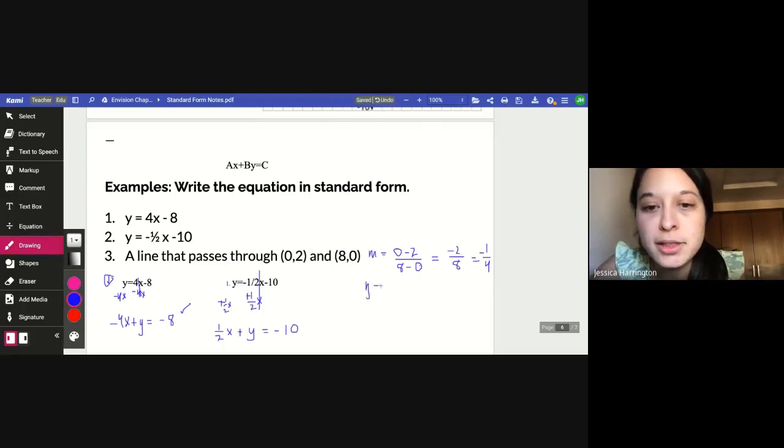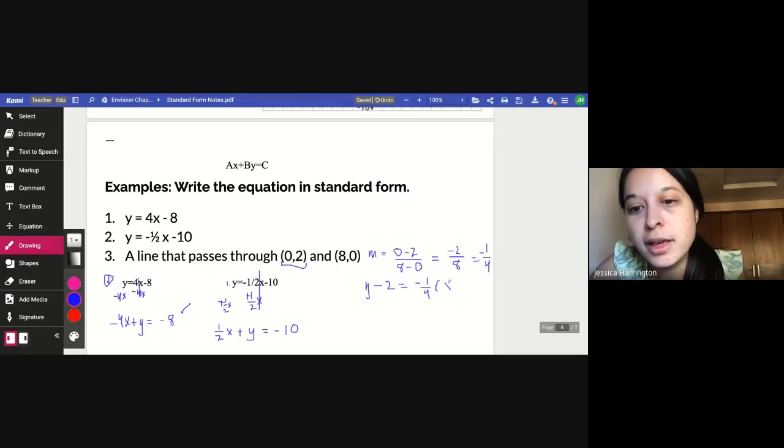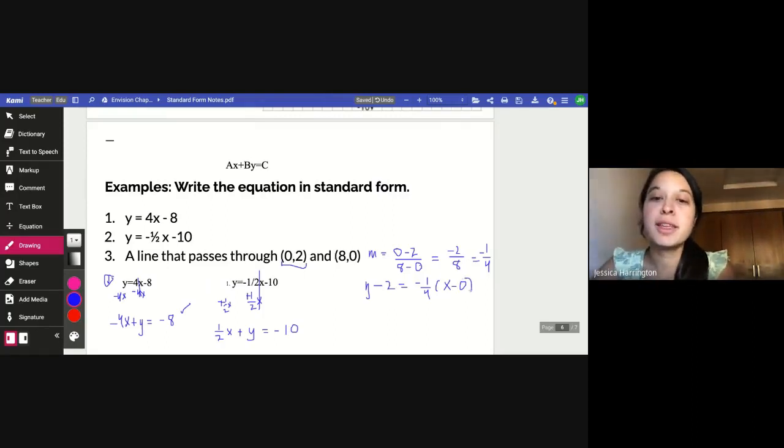Y minus, I'm just going to use this one here. It doesn't matter which one you choose. Y minus y1, well, that's 2, equals the slope, negative 1/4. And then it's x minus x1, and x minus x1 is x minus 0 because it's 0. Okay, so now I have my equation of the line. Now all that's left for me to do is put it in standard form. That means I need to put all the x's and y's on the same side. So I'm going to do a little arithmetic here. So this is still y minus 2.